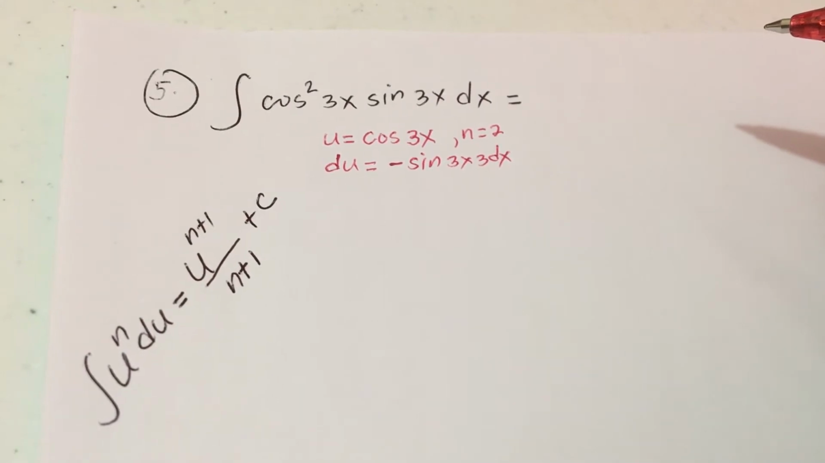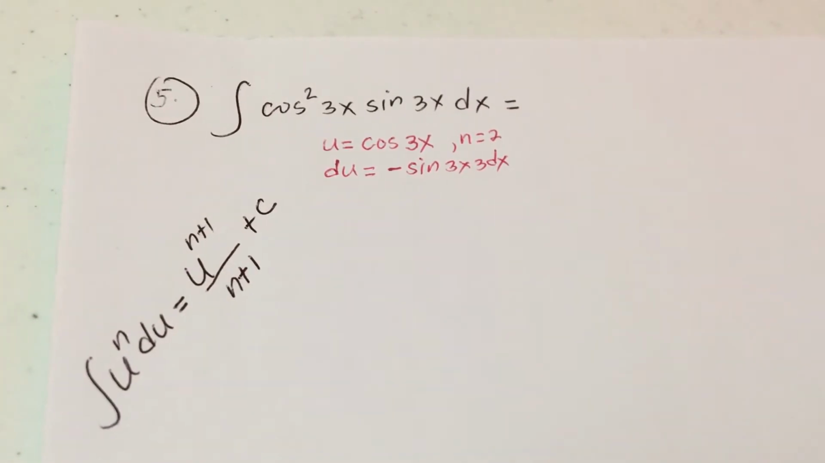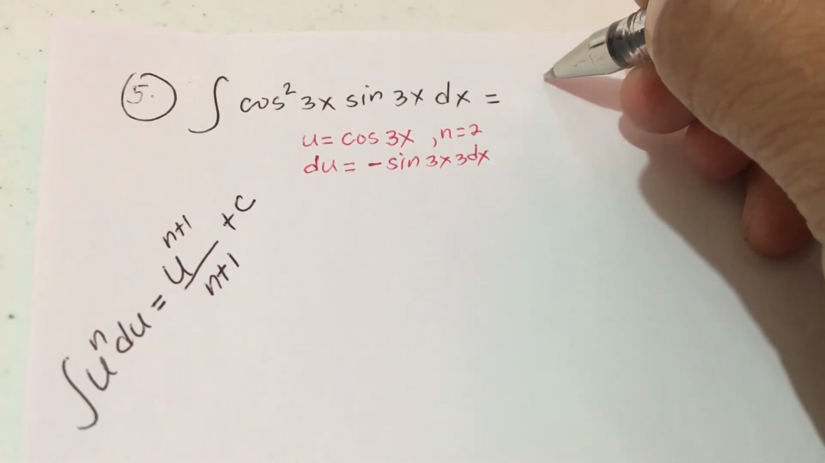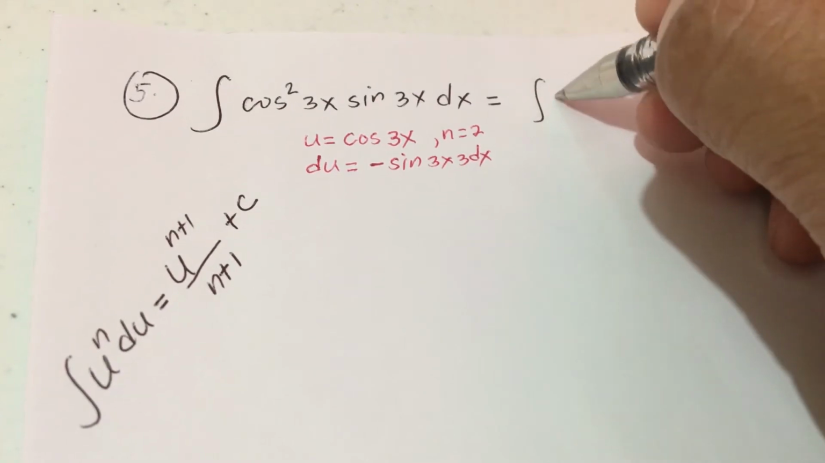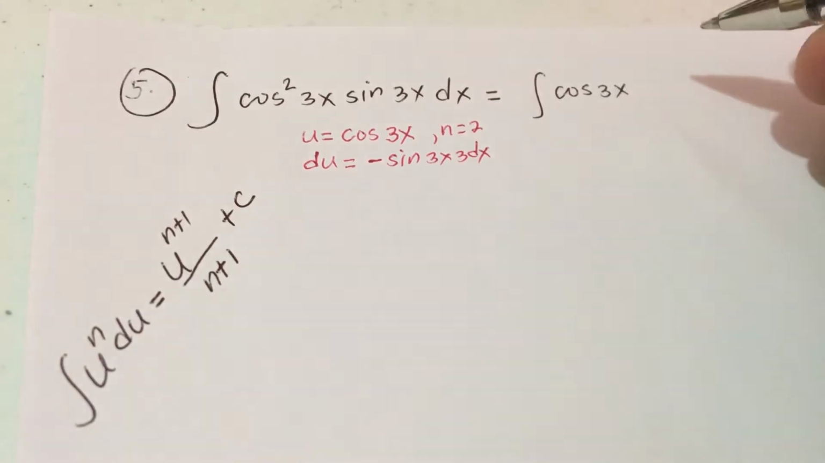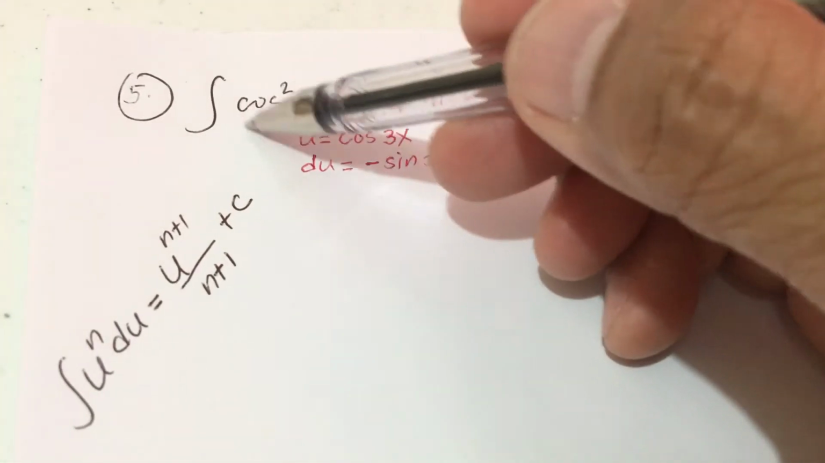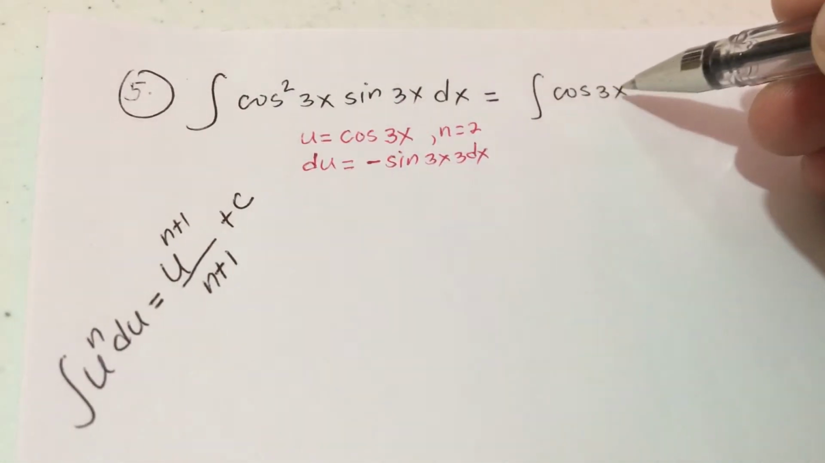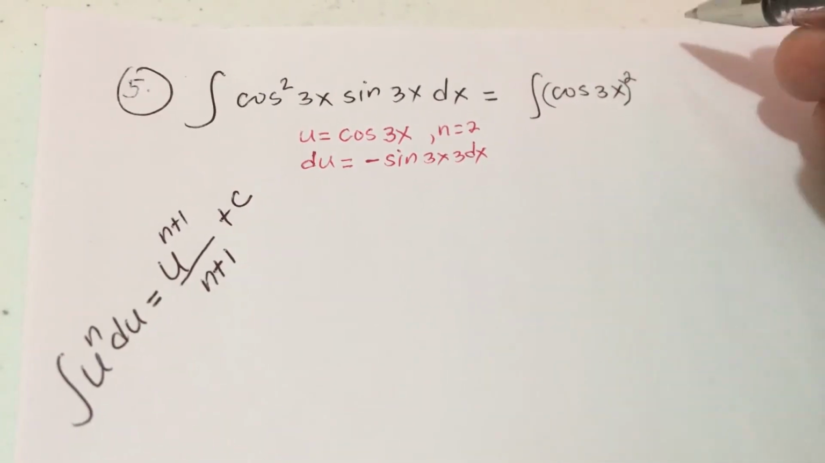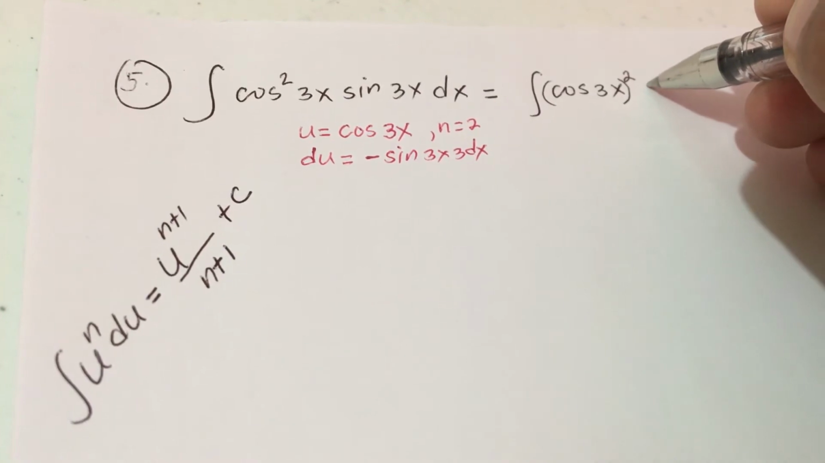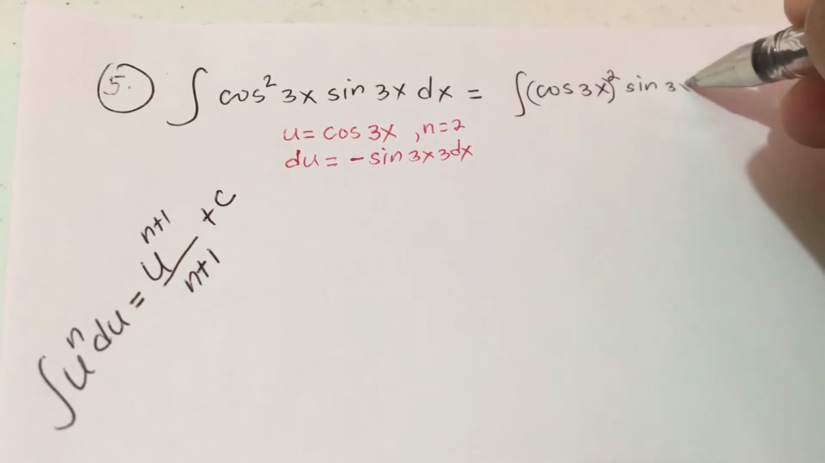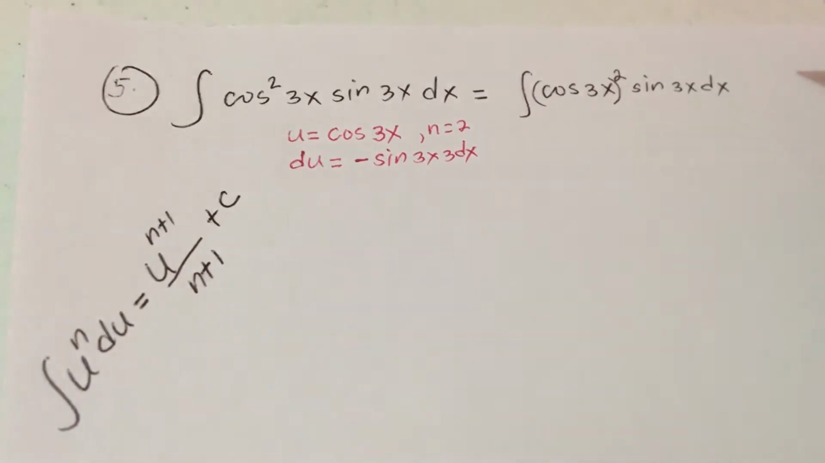Okay, so we can then rewrite this integral. We can rewrite this part here as cosine 3x raised to power 2 times sine 3x dx.